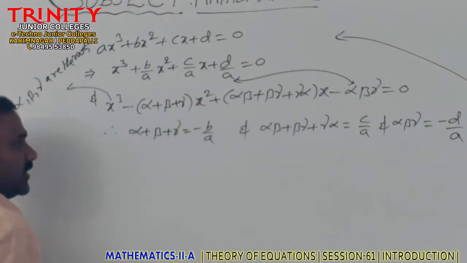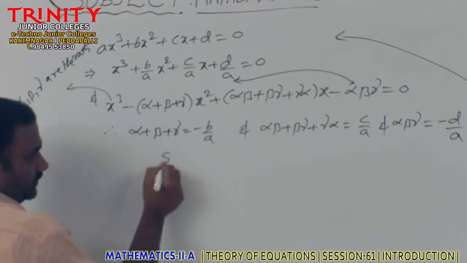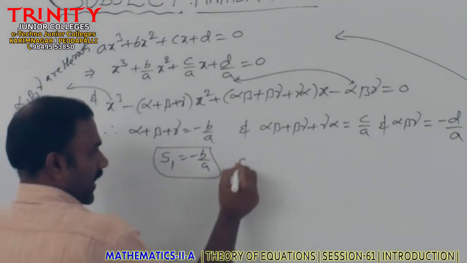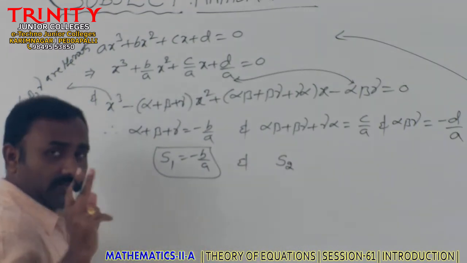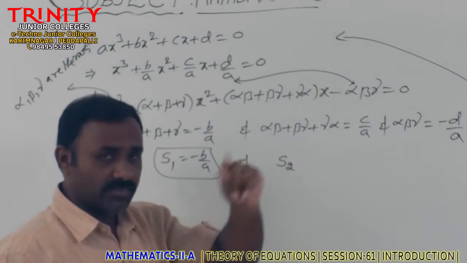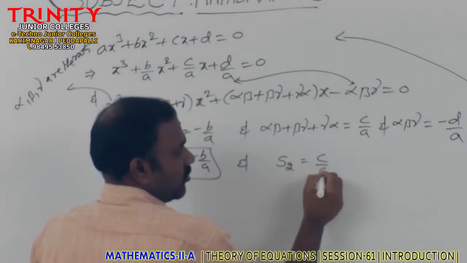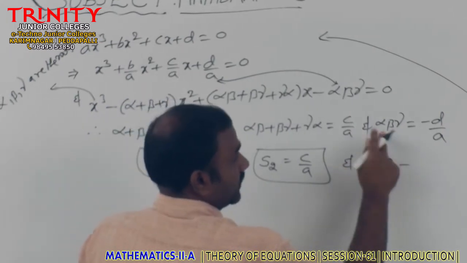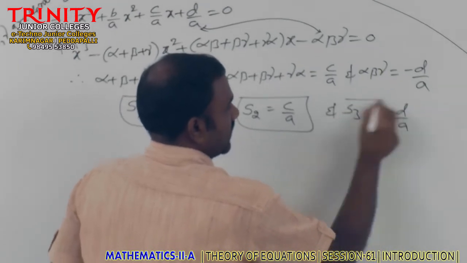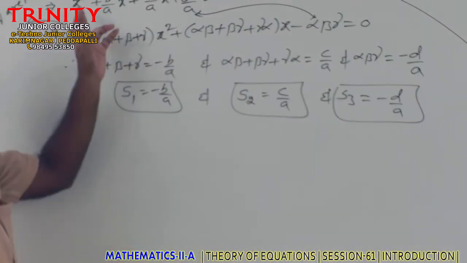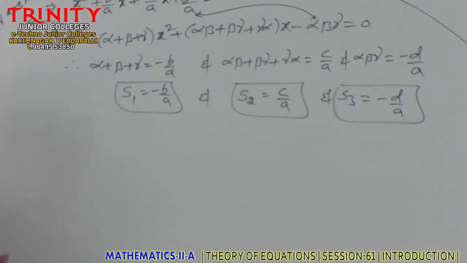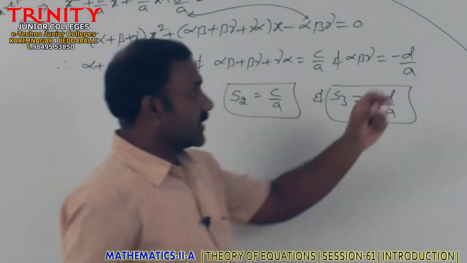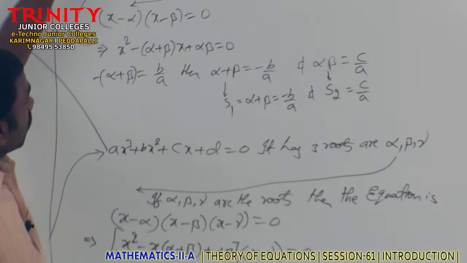We are calling the sum of the roots S1. S1 is the sum of the roots, that is equal to minus B by A. And S2 is the sum of products of two roots, S2 is equal to C by A. And S3 is the product of three roots, that is minus D by A, for the cubic equation. If suppose the equation is a biquadratic equation, this is a quadratic equation.